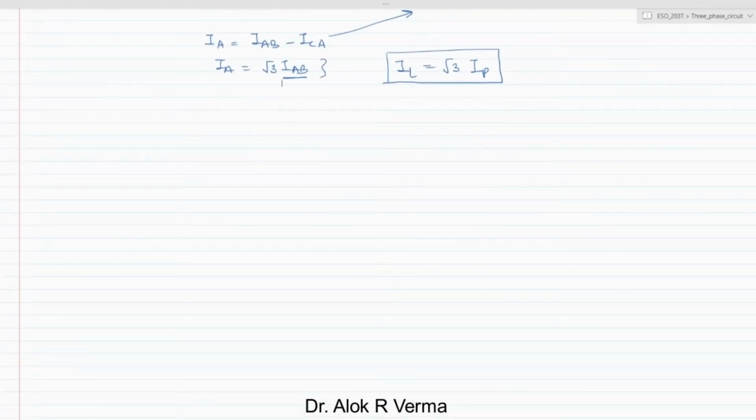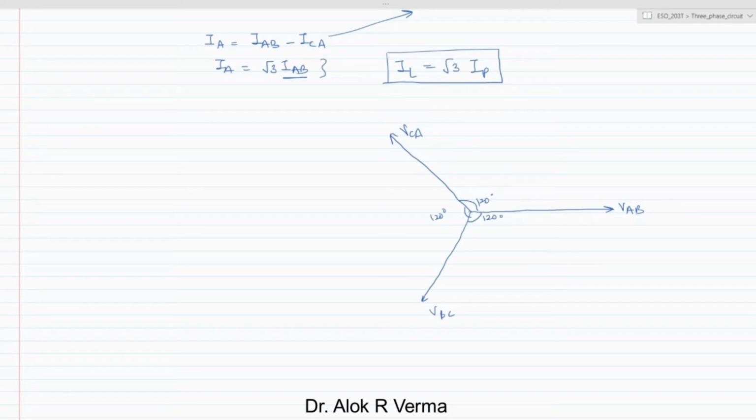So now let us draw the reference voltage VAB. So this is VAB, this is VBC, and this is VCA. This is the phase voltage, which is equal to the line voltage. So this angle is 120 degrees, this angle is 120 degrees, and this angle is 120 degrees. Now this is the balanced voltage which is appearing across the load.